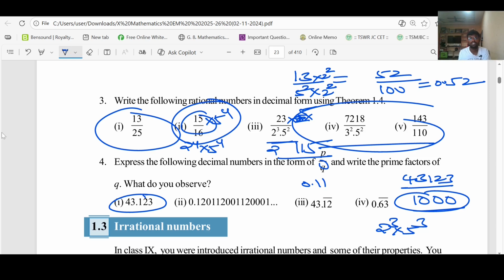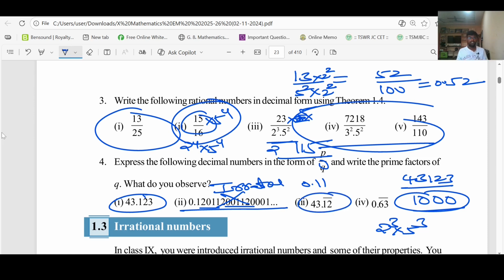Right, look at here, 1 2 0 1 1, 12011, 120011, 12000. It is non-terminating, non-recurring, right? Non-terminating, non-recurring. That means it is an irrational number. It is a rational number only.